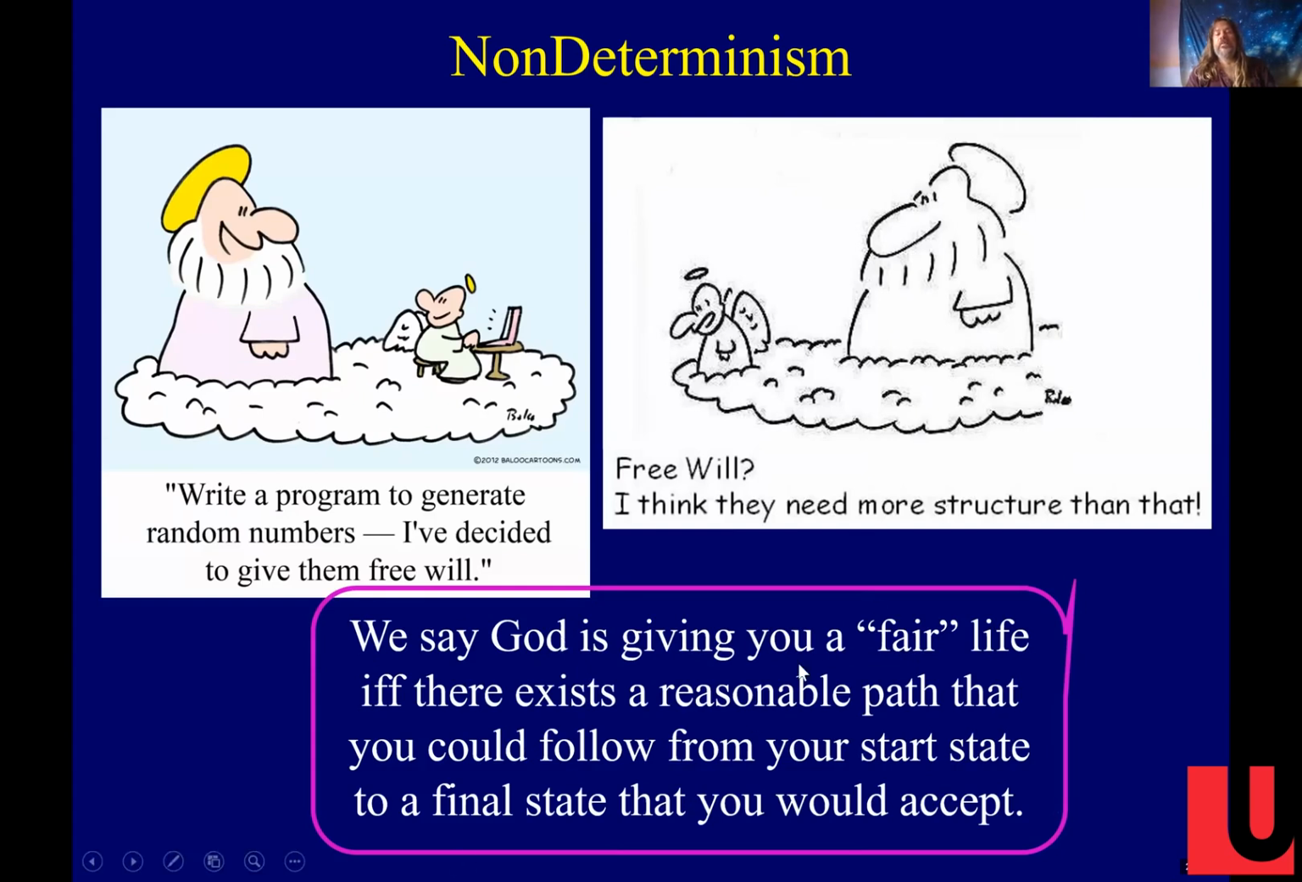And this joke down here just says, God, hopefully God is a benevolent God. So she is going to give you a fair life. And what does a fair life mean? It means that there exists at least one reasonable path that you could follow from your start state to an accept state. If you're born and there's no path that you could possibly follow and succeed, then that would be unfortunate.